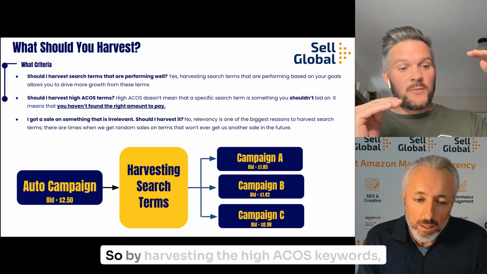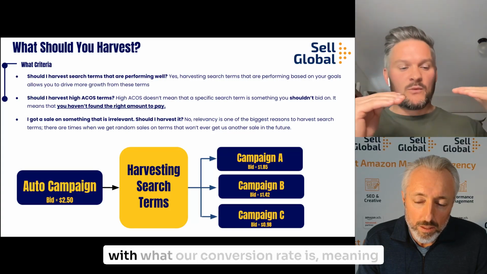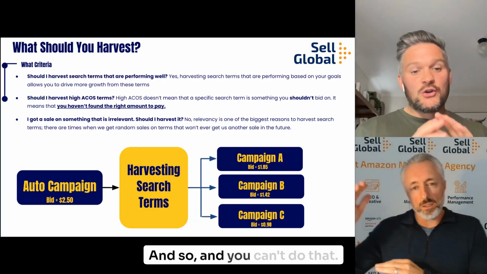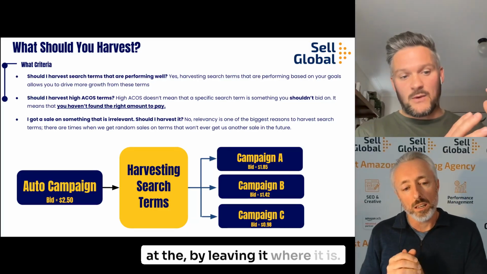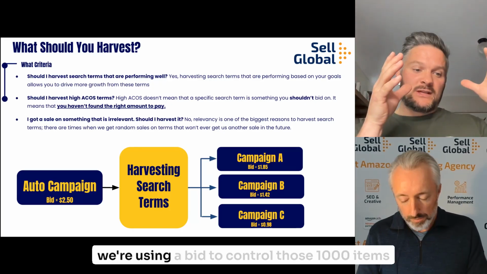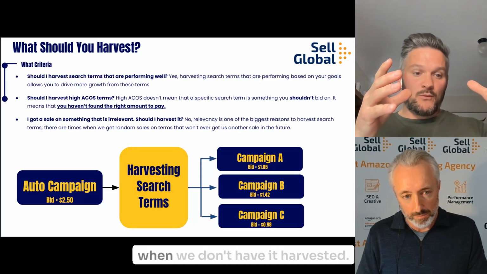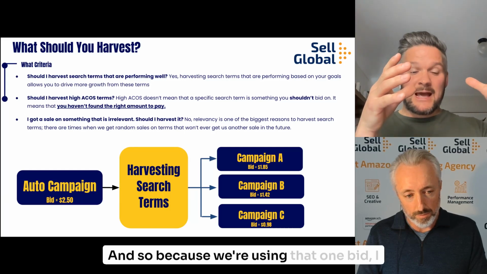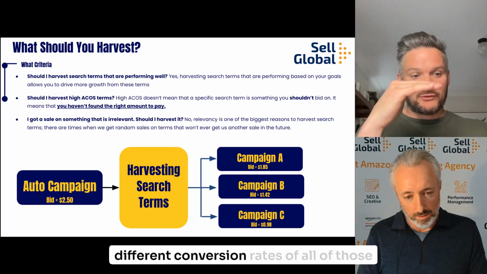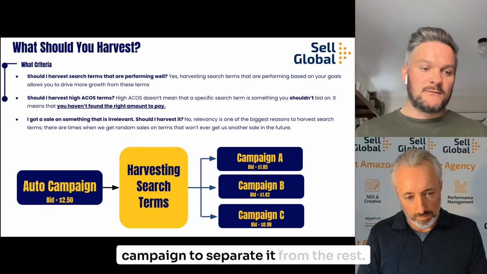That's really it. By harvesting the high ACOS keywords, we're bringing our cost per click in line with our conversion rate, meaning we're getting it much more in line with what we're willing to pay. And you can't do that by leaving it where it is. Using the bucket example from before, we're using a bid to control those 1,000 items inside that bucket when we don't have it harvested. Because we're using that one bid, I can't adjust it for the different conversion rates of all those items inside the bucket. I have to move it to a different campaign to separate it from the rest.